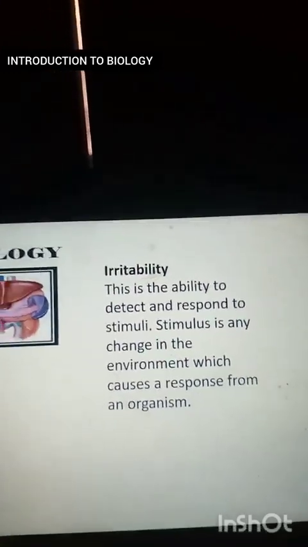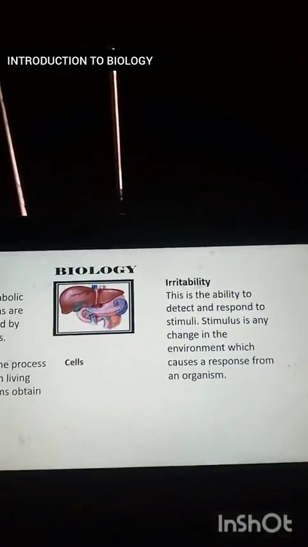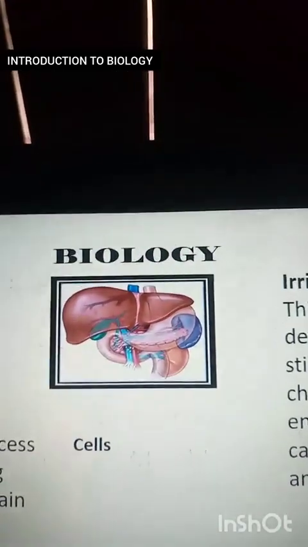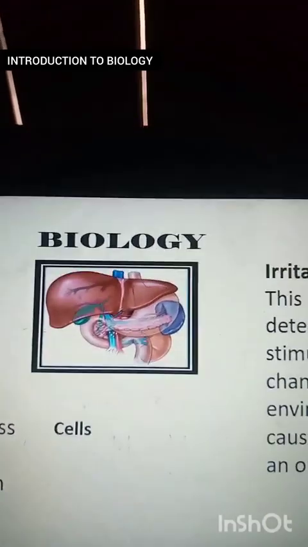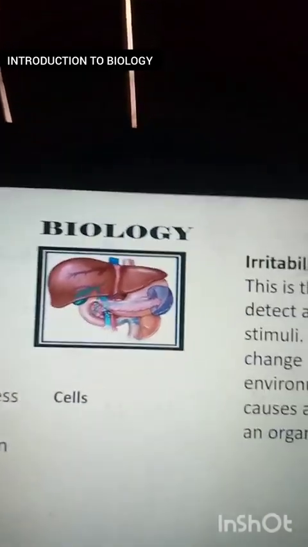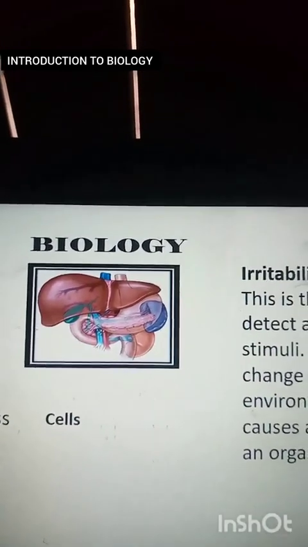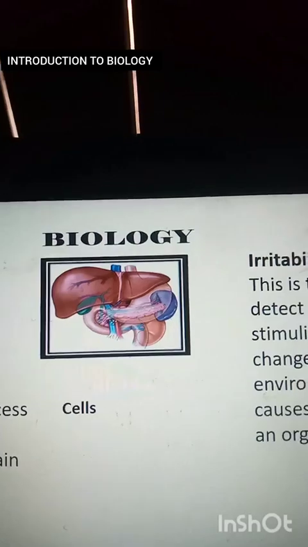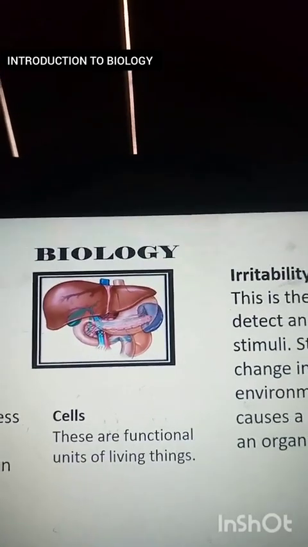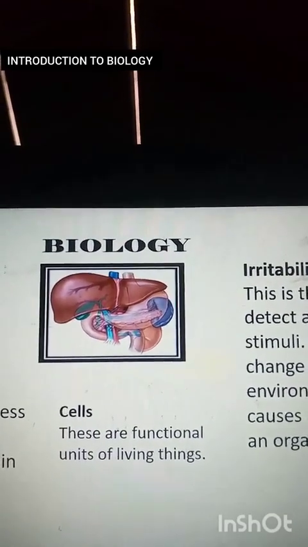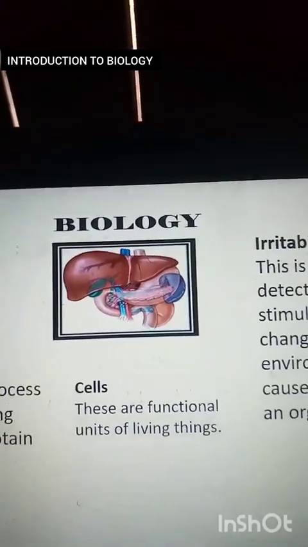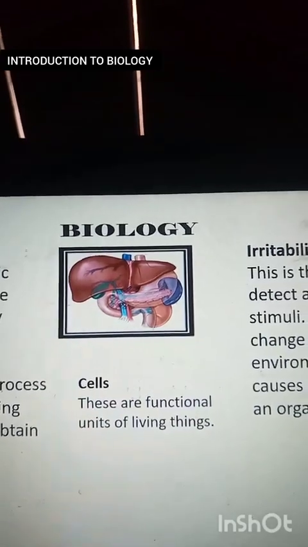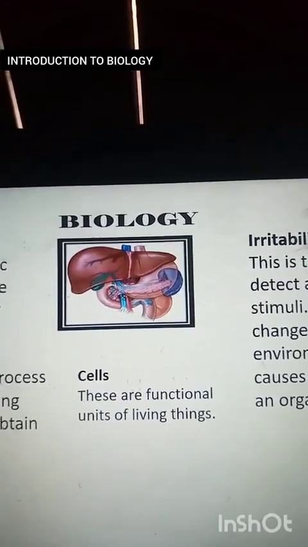All right, we move on. Cells. What are cells? And this is the last part of our lesson today, which is characteristics of organisms or living things. Cells are functional units of living things or organisms. We can also define this as the basic units of life or the basic units of organisms.